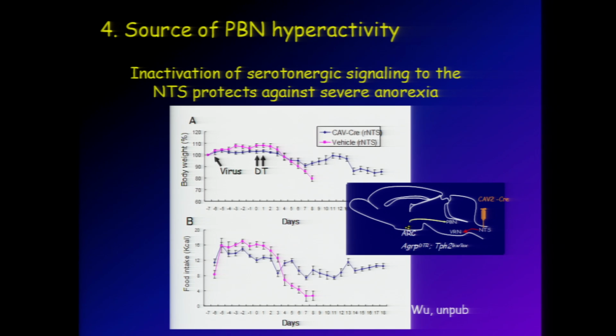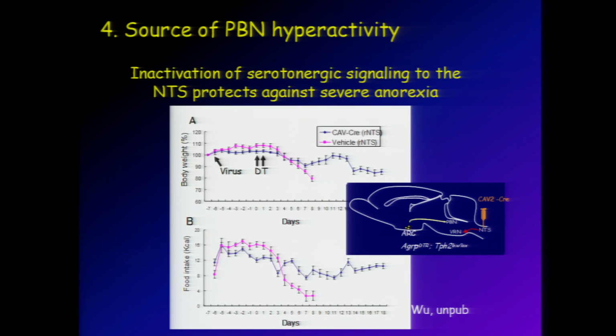We know the NTS is the target. And then we can let it inactivate TPH2, all the serotonin coming from the neurons that innervate the NTS should now be removed. And then we can kill the AgRP neurons with diphtheria toxin and see what happens. And as you can see, they recover.